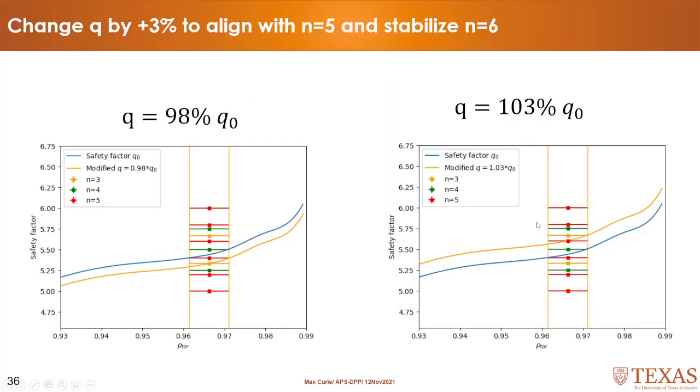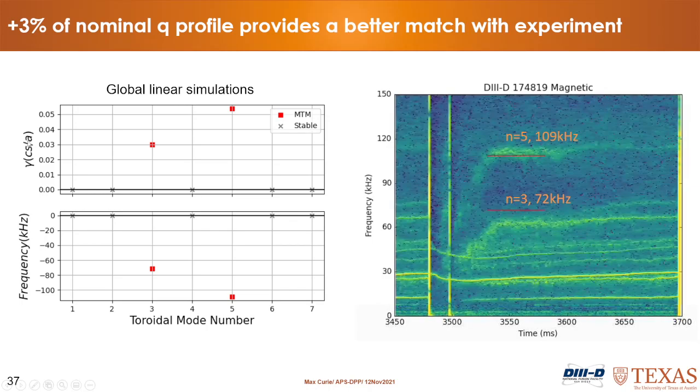So we can actually modify the Q profile in a different way. We upshift it by 3%. Then the Q profile will go through n equals 5 in the center and will barely go through n equals 3. Since n equals 6 starts to become stabilizing, it will become stable if we upshift the profile by 3%, as you can see on the orange curve. We used the upshifted 3% profile, did a set of global linear simulations, and found exactly what we were expecting. N equals 3 and 5 are unstable, while 6 and 4 are stable.